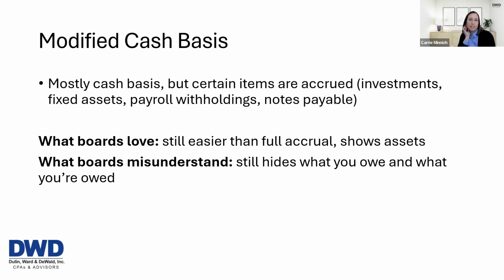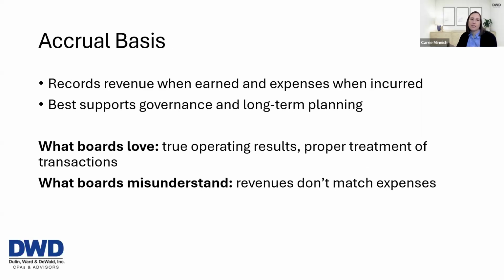This modified cash basis is still much easier than the full accrual. And it does show a little bit more assets, what the organization owns, because not only are we showing cash, but we're adding investments and we're adding fixed assets. However, it still hides what the organization owes and what you are owed. So then we come to the accrual basis, or GAAP, Generally Accepted Accounting Principles.